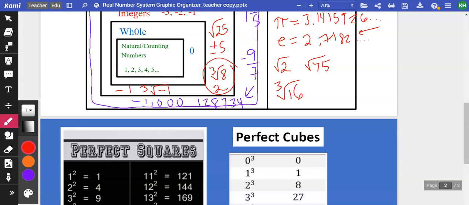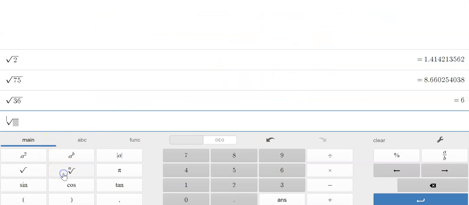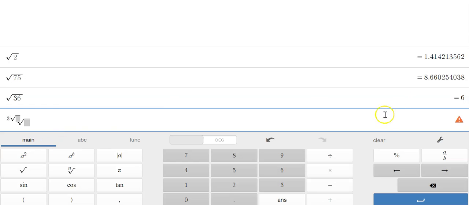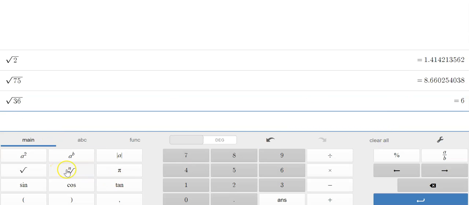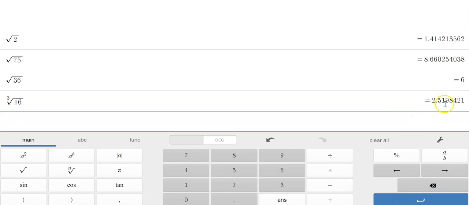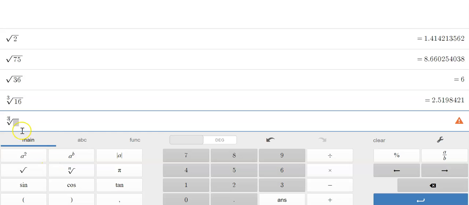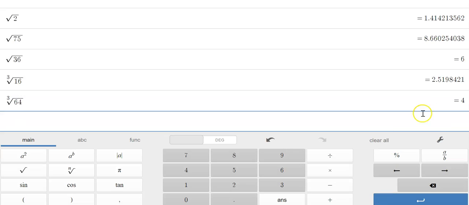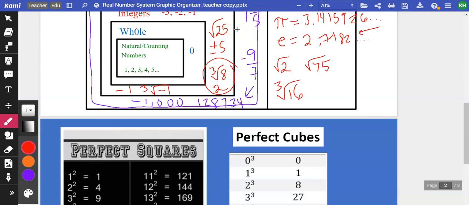Let me type this into the calculator. All right, so the cube root of 16, look, it's not an integer. There's a decimal expansion that goes on forever and has no pattern. However, if you would take the cube root of a number like 64, 64 is a perfect cube, look, you'll get an integer. So let me go ahead and record that example, the cube root of 16. Oh, I already recorded that, so let me come up with another example.